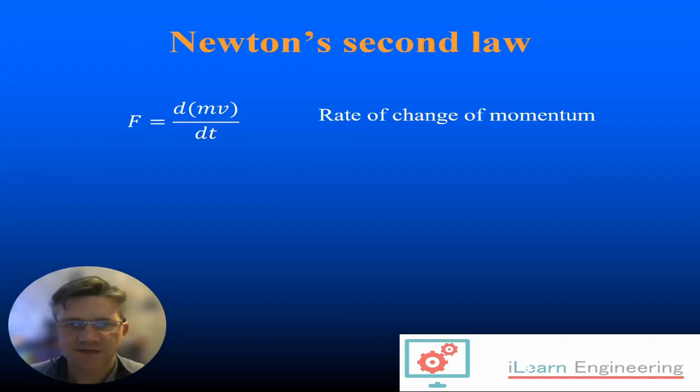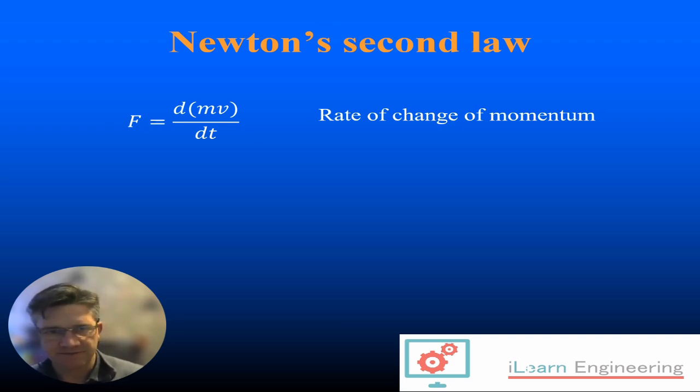Okay, so Newton's second law. This is the one which is mathematical, and it says that the net force acting on a body is equal to the rate of change of momentum. Now, momentum is mass times velocity. So expressing this using calculus is d(mv)/dt.